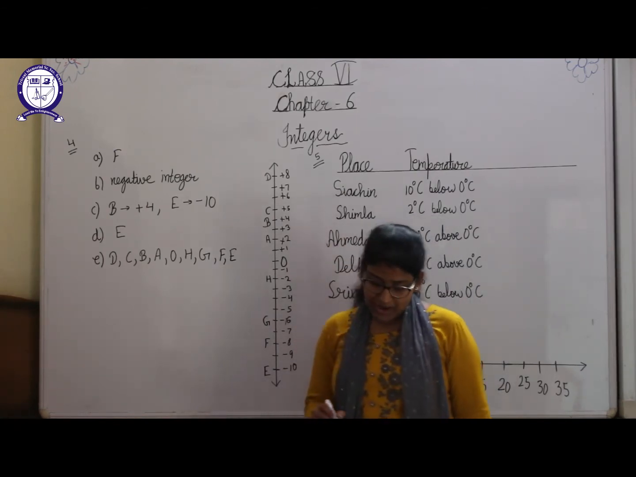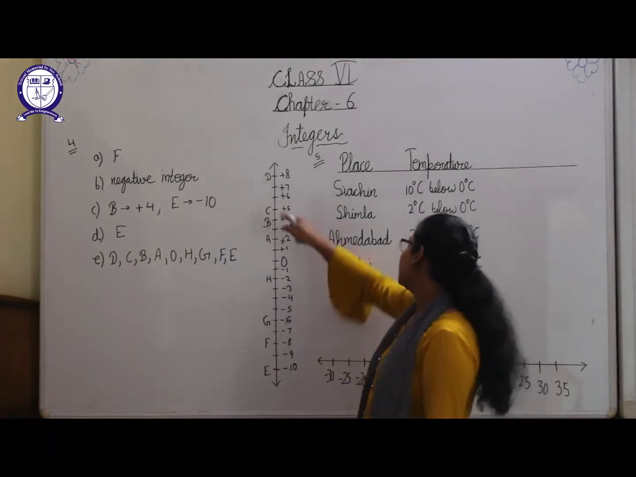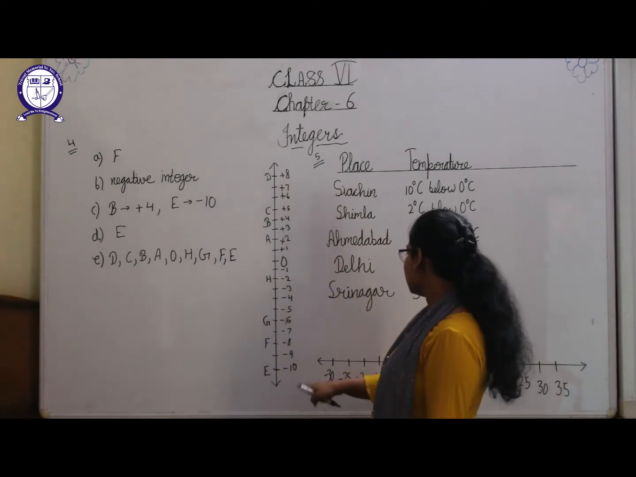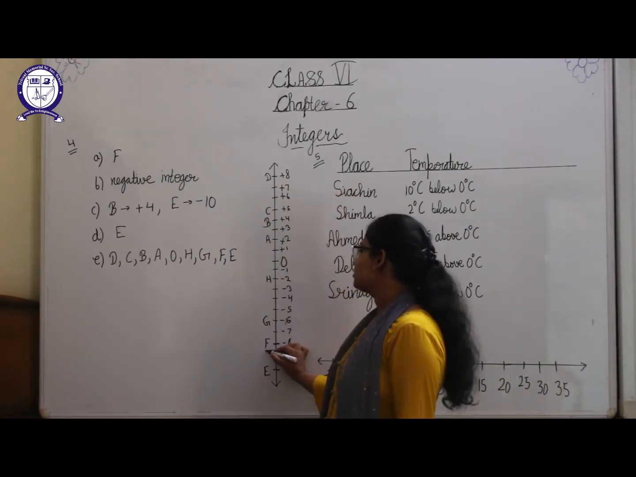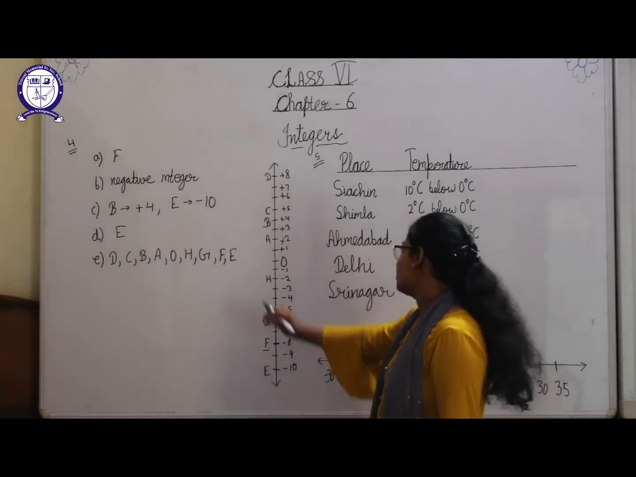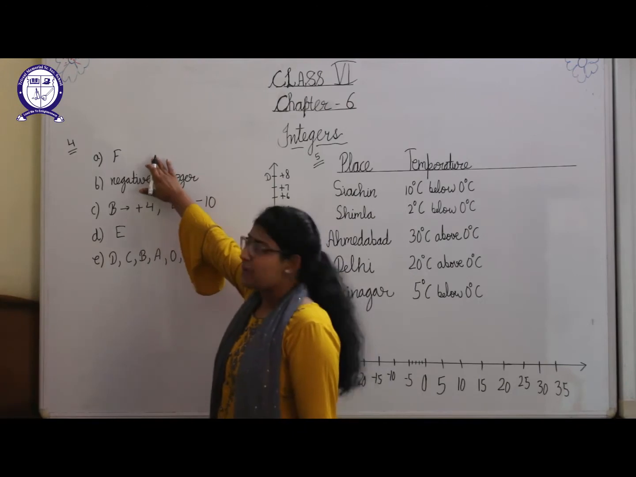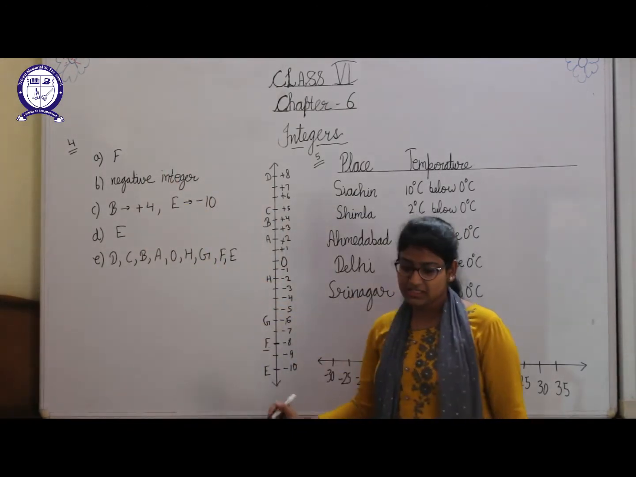Now our first part is: if D is positive 8, then which point is minus 8? Here D is positive 8, minus 8 is this, and what is this point? This is point F. So we will say that F is representing minus 8. So our answer to the first part will be F, as F is representing minus 8.